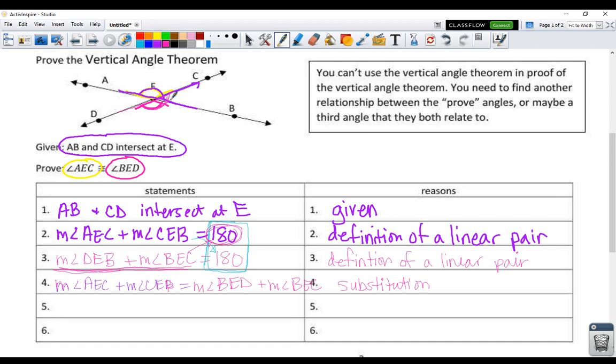So now hopefully maybe we notice that both of these have this CEB. Both of these linear pairs have this angle which is in common to them.